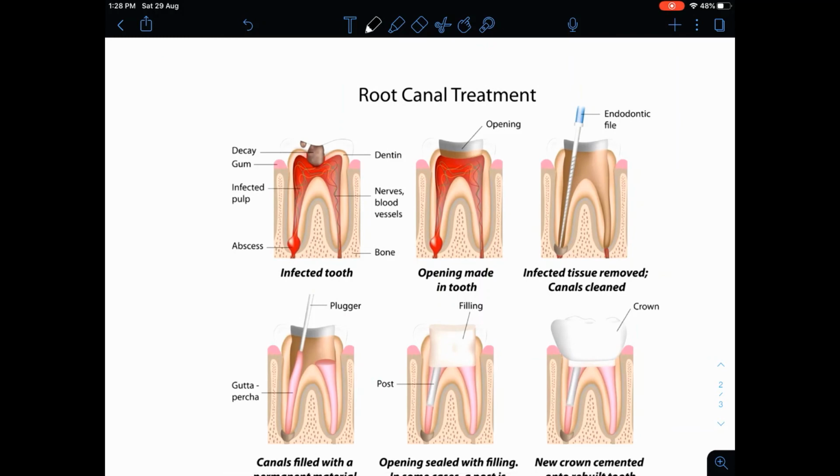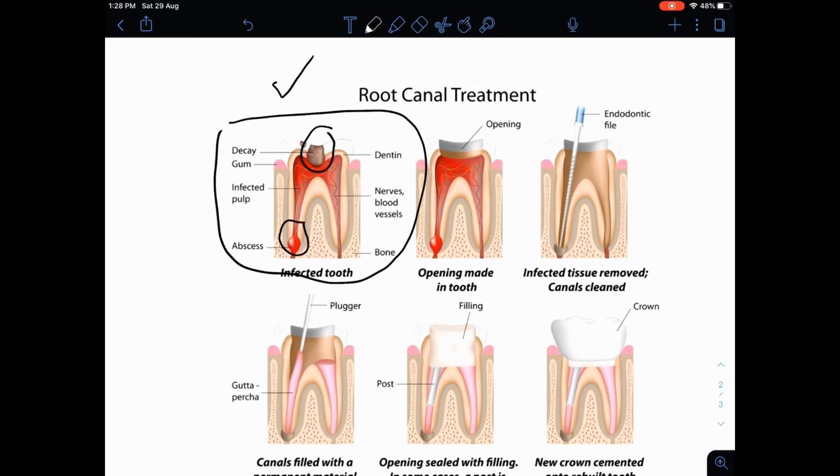This is a simple illustration of a root canal treatment procedure. First off, we have an infected tooth in which there is tooth decay and an abscess. The dentist will remove some tooth structure and create an opening to allow entrance of instruments into the pulp canal and space. Using specialized instruments known as endodontic files or chemical agents such as sodium hypochlorite, the dentist will remove all the infected tissues and clean the canals.